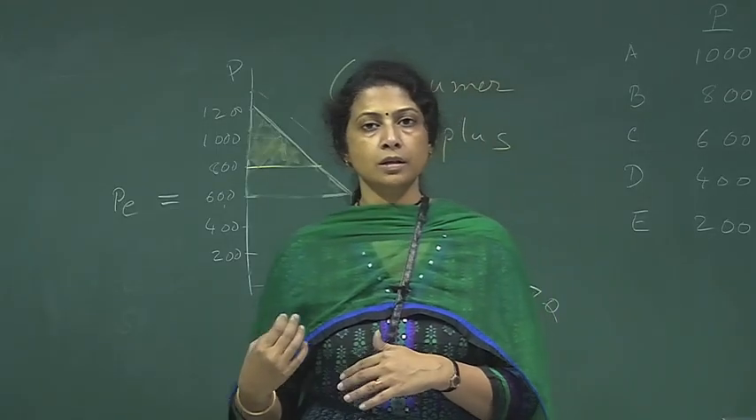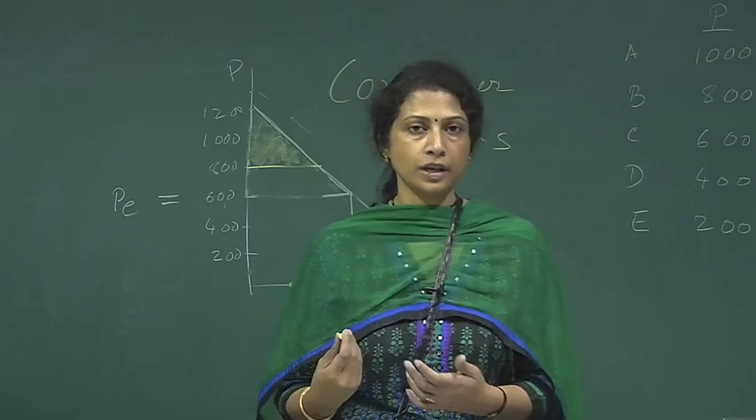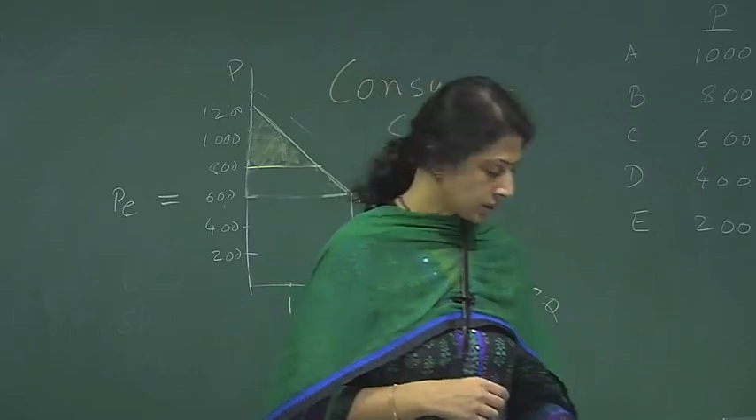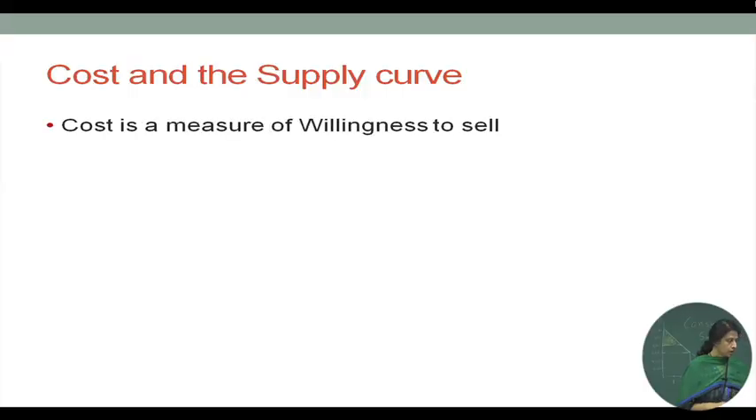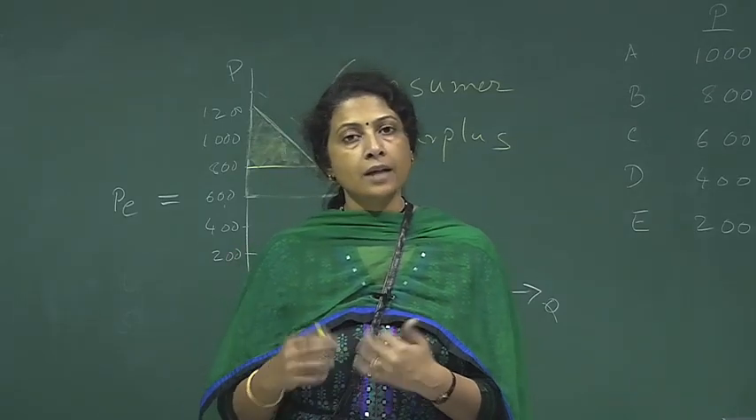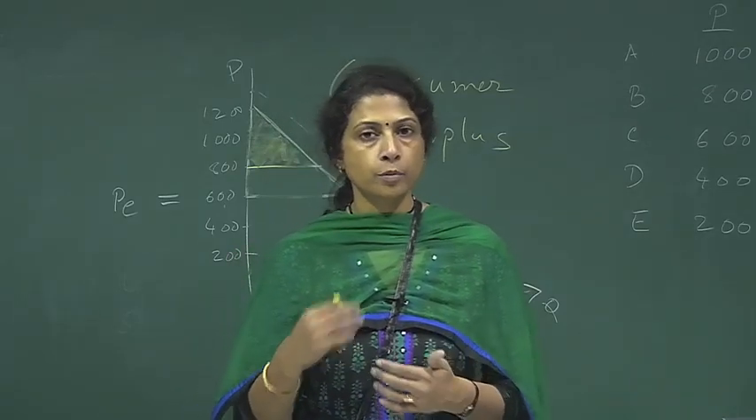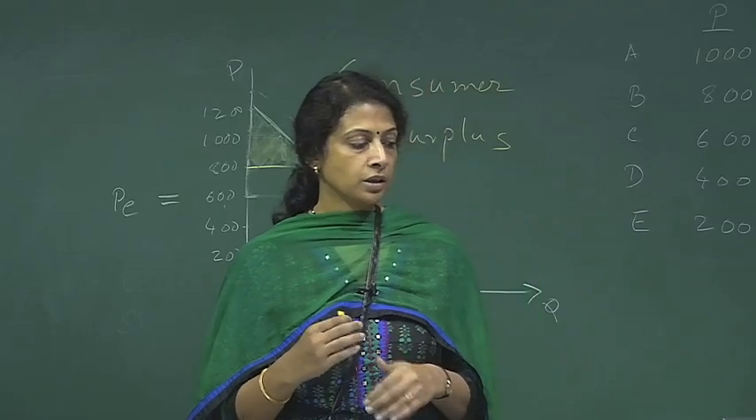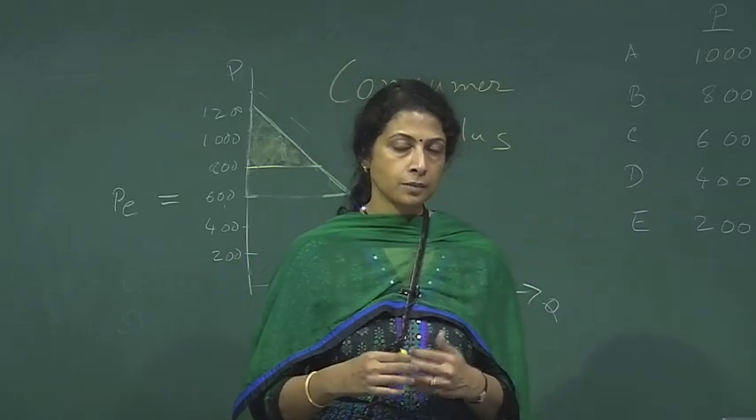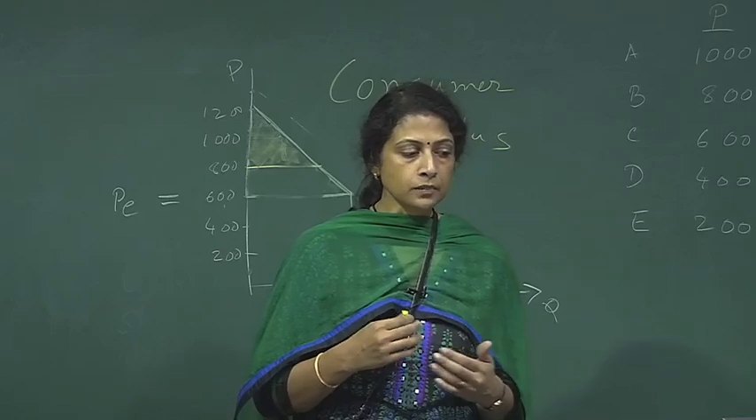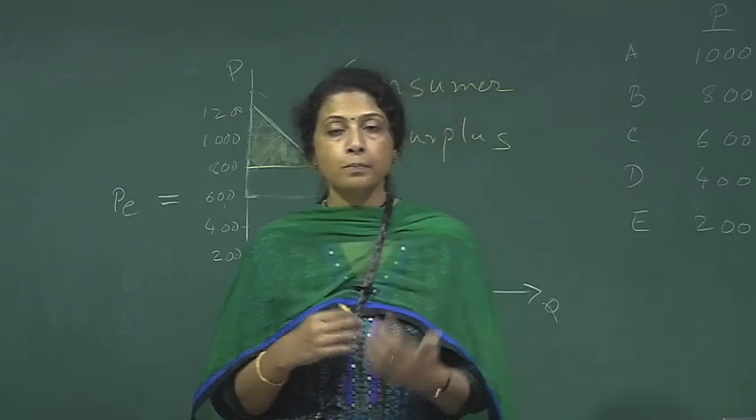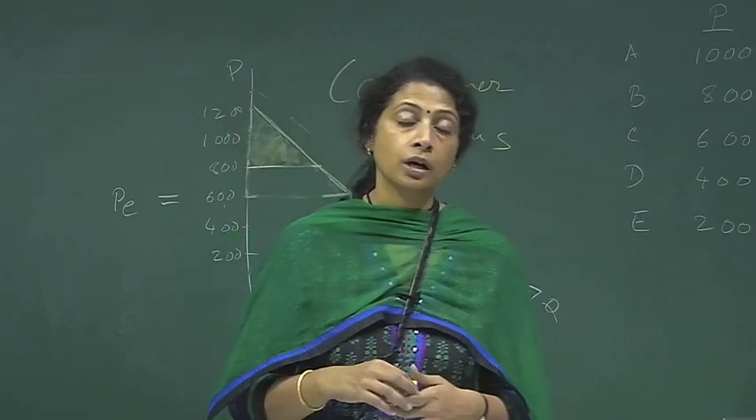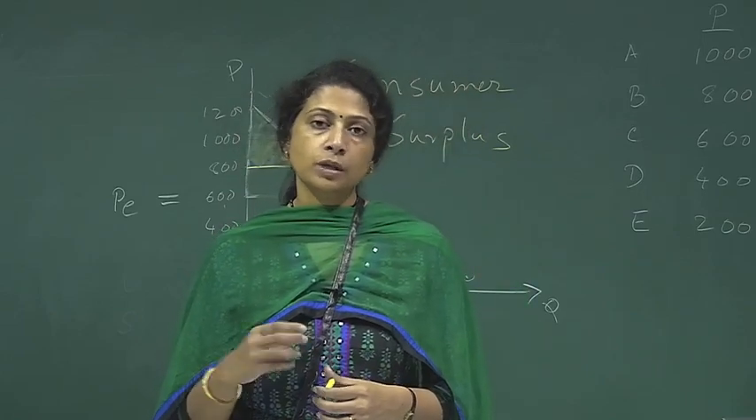Now we are going to talk about the supply curve, and about something similar, the surplus that a seller also gets in the market, and that is called the producer surplus. For the seller, the cost is a measure of willingness to sell. Every seller has to incur some cost to supply a product in the market, and that cost is the minimum amount that he would like to charge to supply any product in the market.